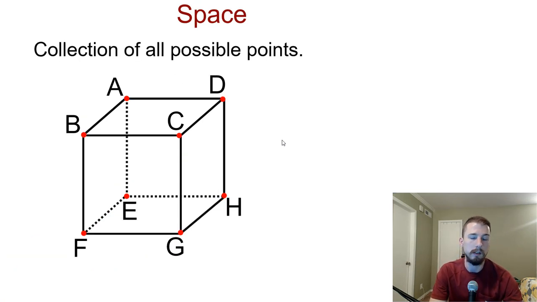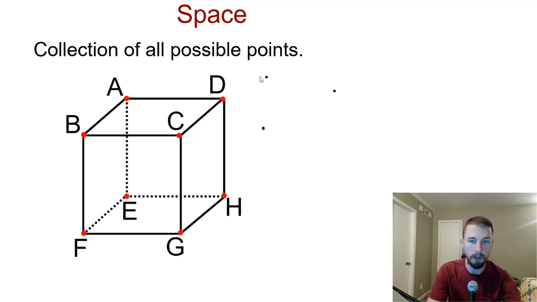All right, space is pretty simple. It's a collection of all possible points. So all of these points that you see here, all 8 of these vertices for the cube, they're all points in space. But keep in mind, there are even more points that exist in space. In fact, any point exists in space.